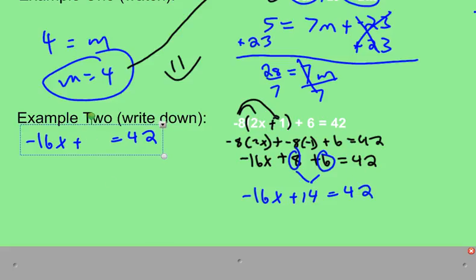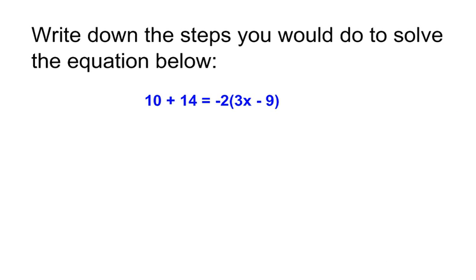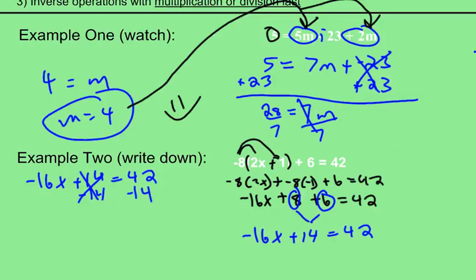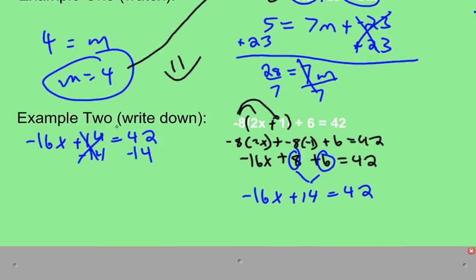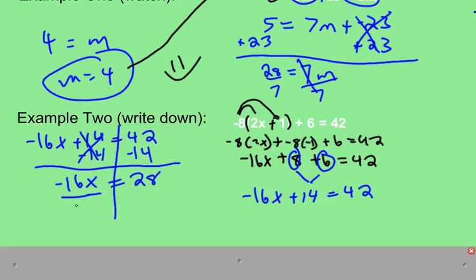Uh-oh, we lost the 14. We're going to undo this addition on the left side, minus 14. Something's going crazy here, sorry about that. On the left side we just have negative 16x, and that will be equal to 28. And finally, we're going to undo our multiplication with division.